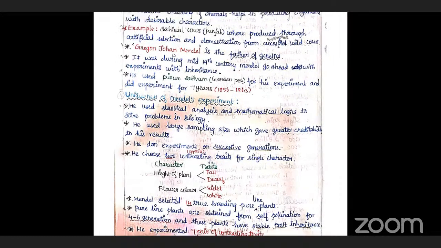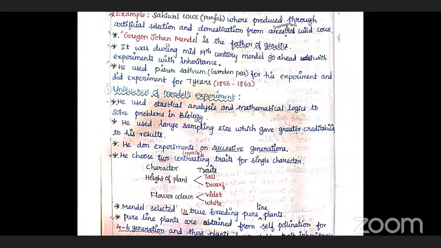The last one is calculation. That last step is calculation. Calculation means we calculate the ratios, the phenotypic ratio and the genotypic ratio. That is called calculating. So these 4 steps are important steps in Mendel's experiment. First one is selection, second one is hybridization, third one is selfing, fourth one is calculation.